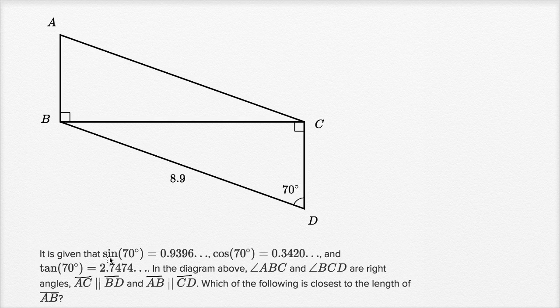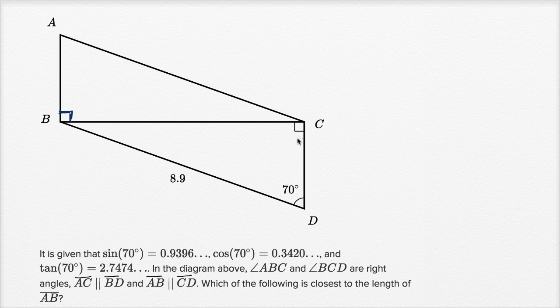It is given that, and they give us the sine, cosine, and tangent of 70 degrees, or at least they give us the first few digits of them. And then they get into the meat of this actual diagram. In the diagram above, angle ABC and angle BCD are right angles. And they show us that right over here.